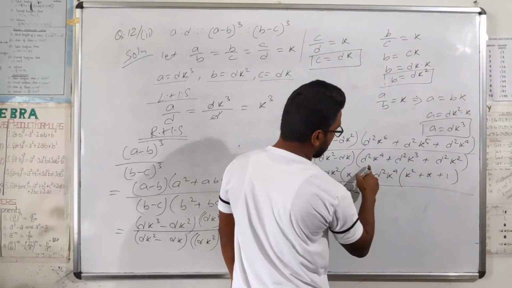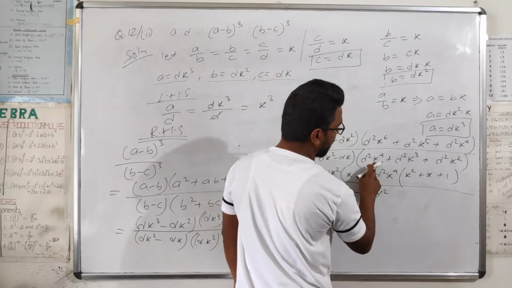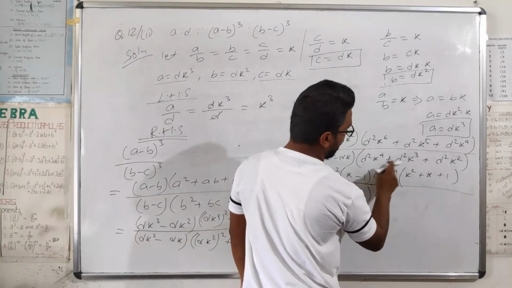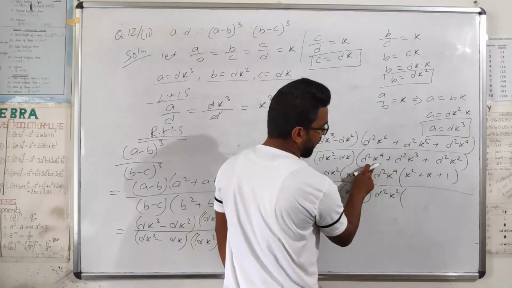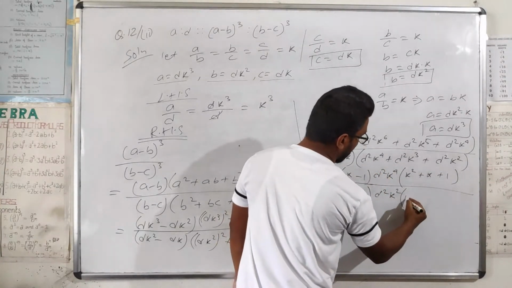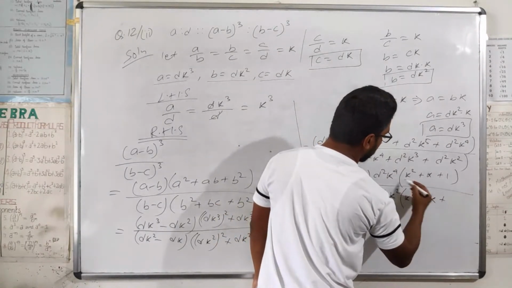And in this case what is minimum? D square is minimum and lowest of k is k square. So if you take out k square from k to the power 4, if you take out 2, then k square will remain, plus k, plus it will be 1.